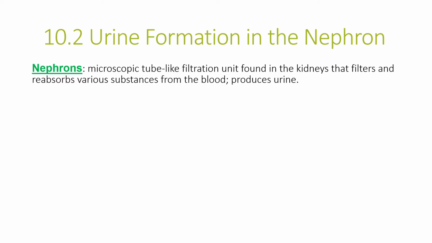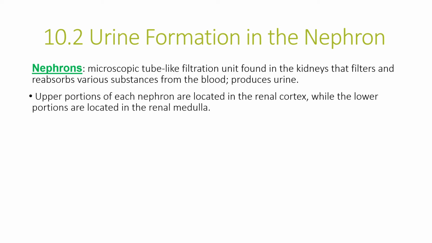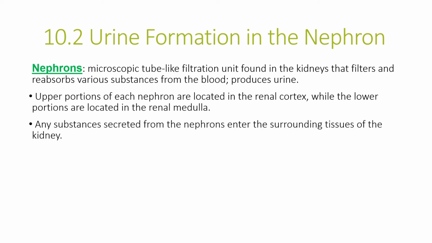The upper portions of each nephron are located in the renal cortex of the kidney, while the lower portions are located in the renal medulla of the kidney. Any substances that are secreted from the nephrons enter the surrounding tissues of the kidney. Most of these substances either return to the bloodstream through a network of blood vessels, or they leave the body in the form of urine.